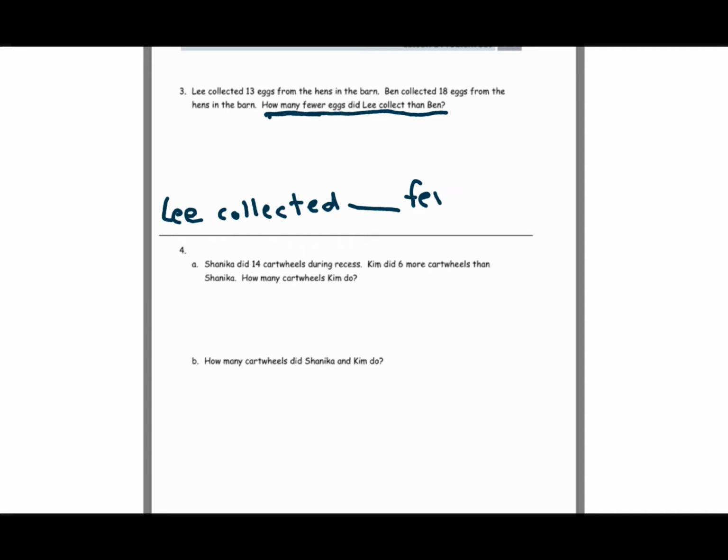Fewer eggs. Okay, Lee collected blank fewer eggs. So let's see who our characters are. We have Lee, so I'm going to put an L for Lee. And I'm going to put a B for Ben.